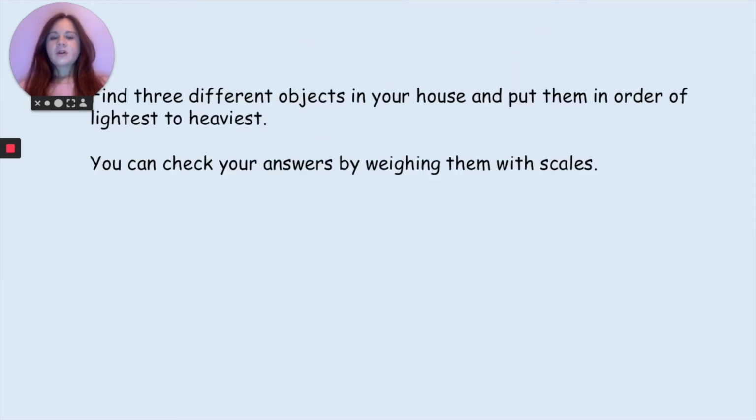Find 3 different objects in your house and put them in order of lightest to heaviest. You can check your answers by weighing them with the scales and let us know what you were weighing.